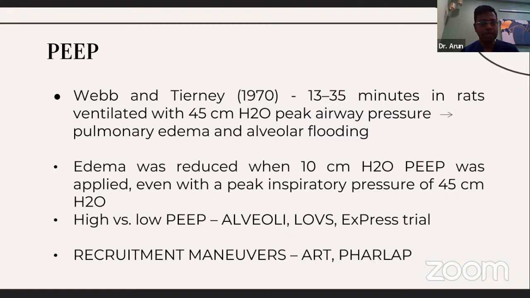Post ARMA trial, from 2000 to 2010, the open lung approach or open lung ventilation came into the picture. First, they compared high versus low PEEP. These are the landmark trials: ALVEOLI was published in 2004, and LOVS and EXPRESS trials were published in 2007. They compared low PEEP versus high PEEP. Low PEEP is around 5 to 9 centimeters, versus high PEEP as much as possible, targeting a P-plateau of less than 30 centimeter H2O.